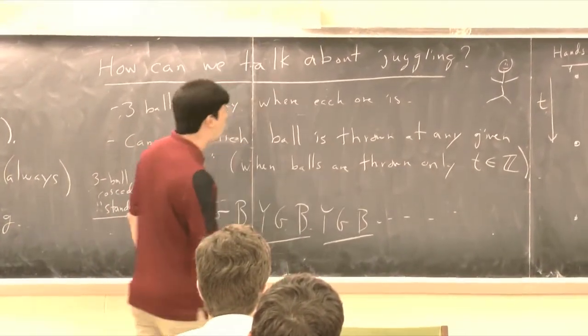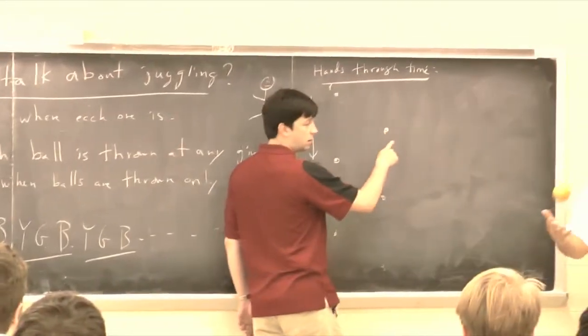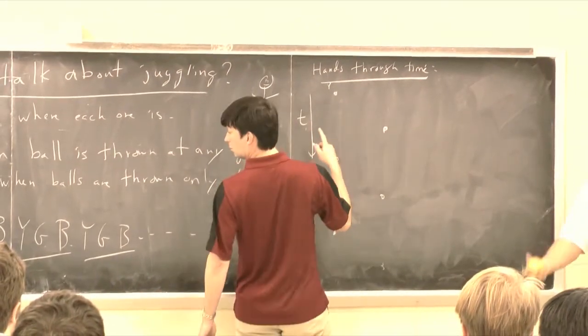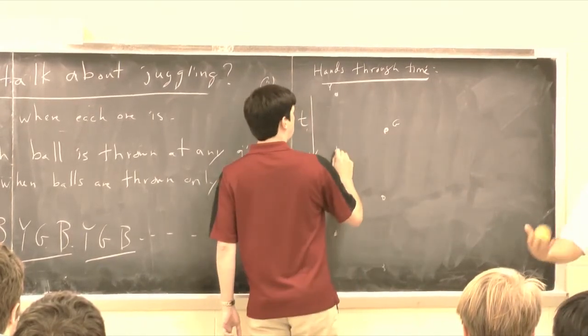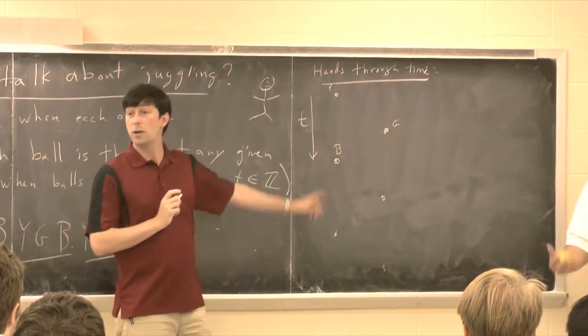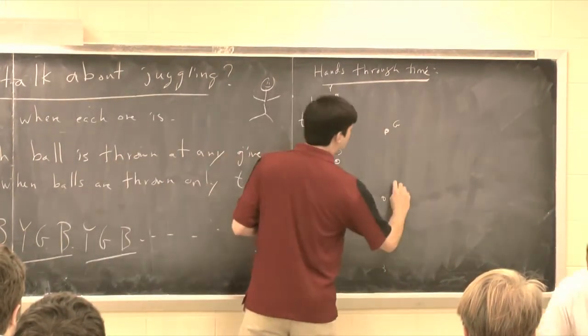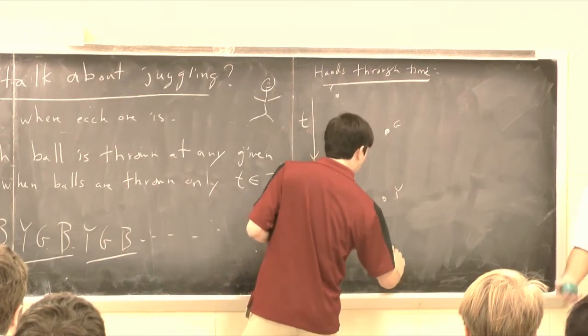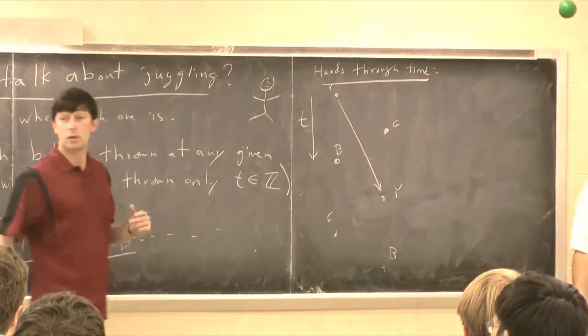It doesn't land the next beat, because yellow, green, blue. Yellow, here we're throwing the green ball. Here we're throwing the blue ball. And so it has to land sometime after that. Where does it land? Well, it lands when the next yellow ball is thrown. Yellow, green, blue. So actually, that's the throw in terms of time.